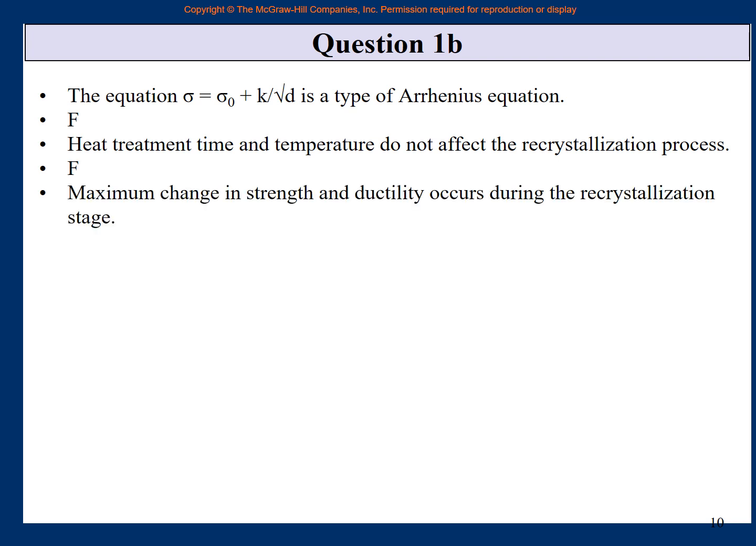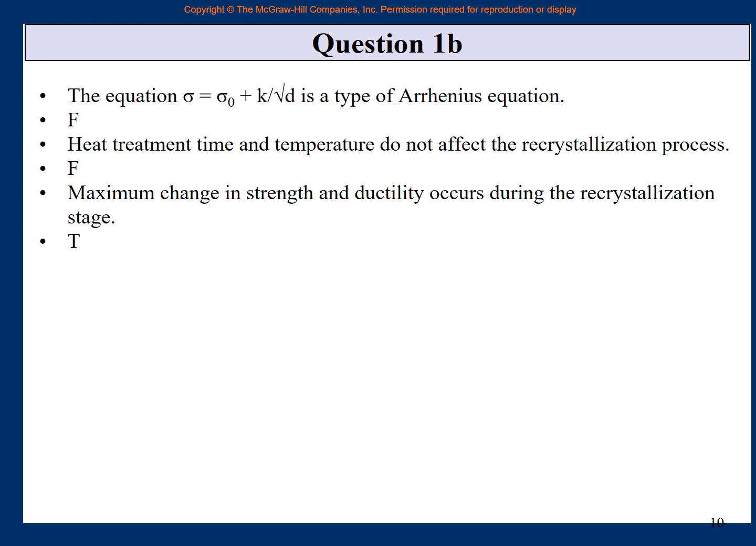Next, maximum change in strength and ductility occurs during the recrystallization stage. Remember, when we were doing the annealing curve, we have stress relief, and then recrystallization, and then grain growth. So maximum change in strength and ductility happens in which region? Yes, it happens during the recrystallization region.